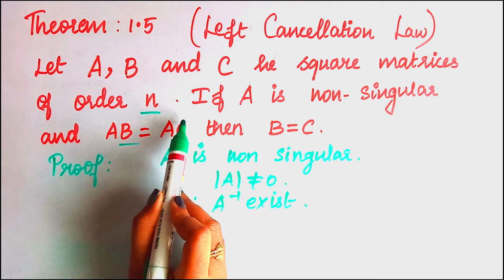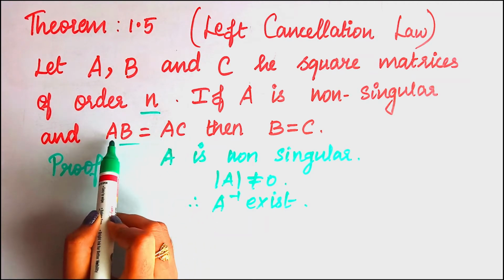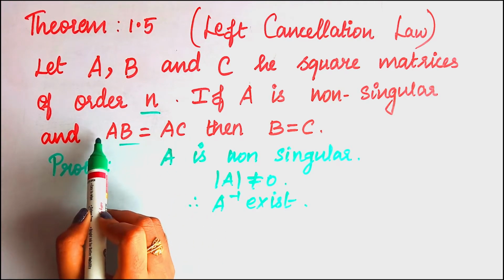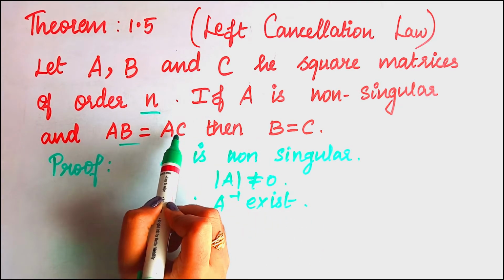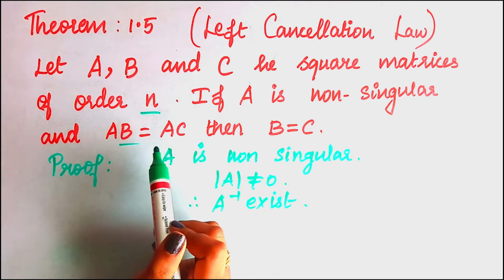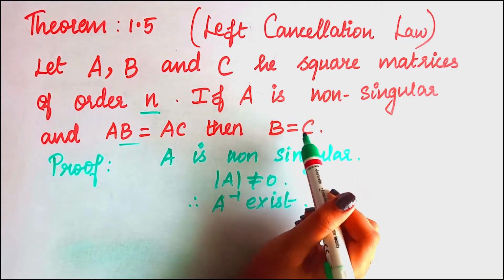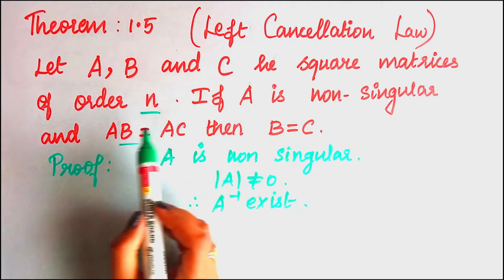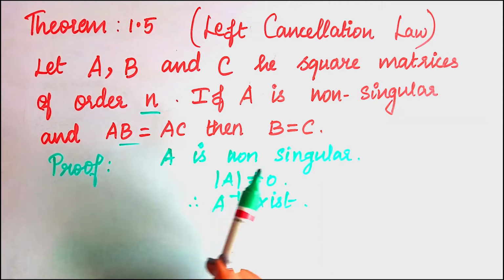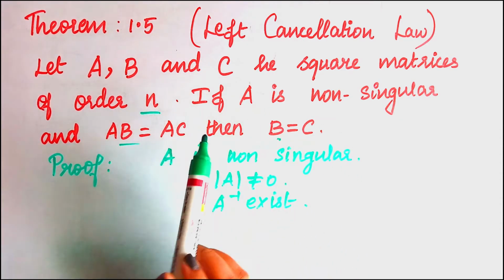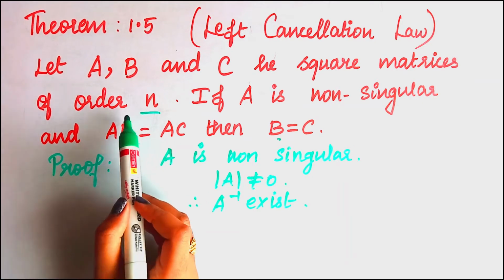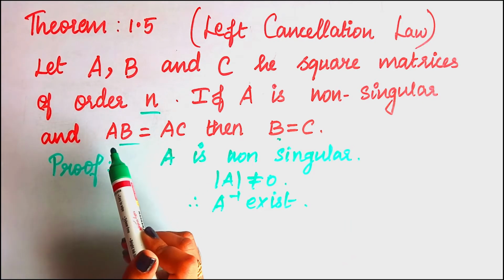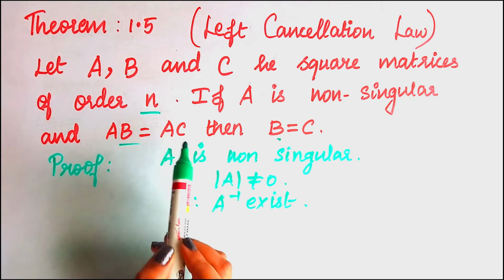So here there is a B and here there is a C. To the left side of the B there is an A which we need to cancel, and to the left side of C there is another A which we need to cancel in order to get B equal to C, right? So if these two are cancelled, we can get B equal to C. This is why this theorem is called the left cancellation law, since we have to cancel the values on the left side of B and C.